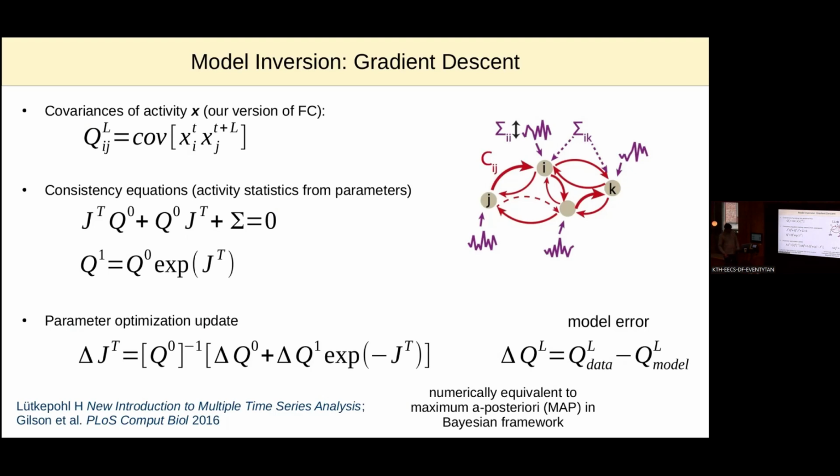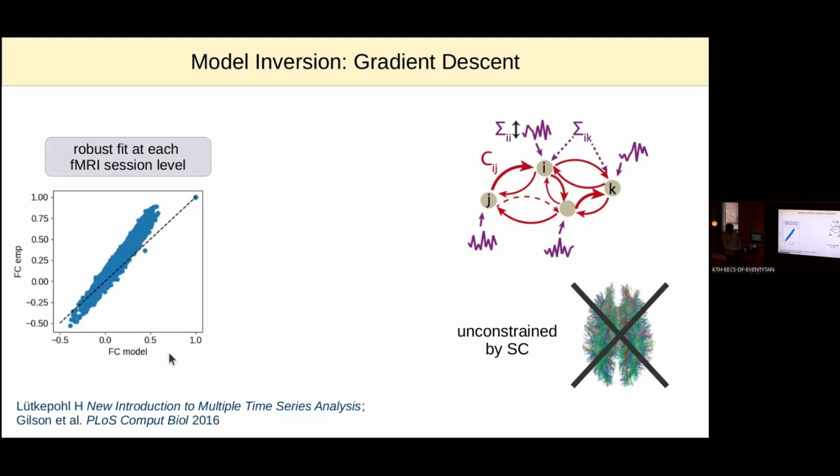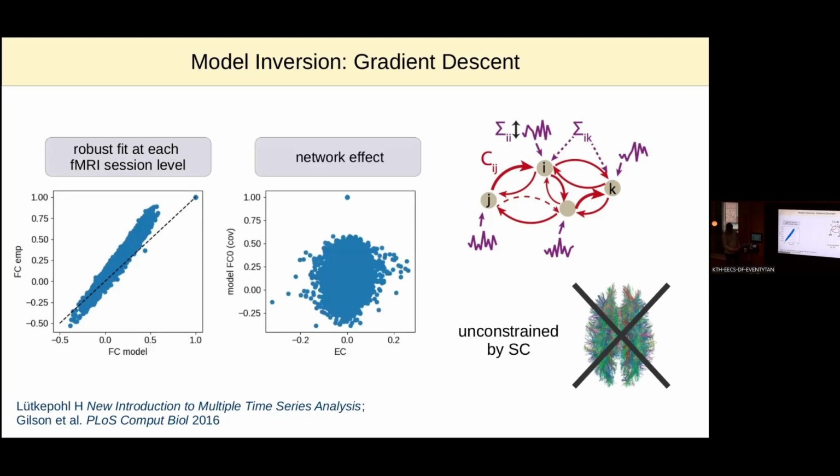Okay, so just to show that it works, in the end you can map your empirical data to the model. So here is the functional connectivity. And you can do it unconstrained with the structural connectivity or with the constraint. So here's an example without the constraint by the structural connectivity.